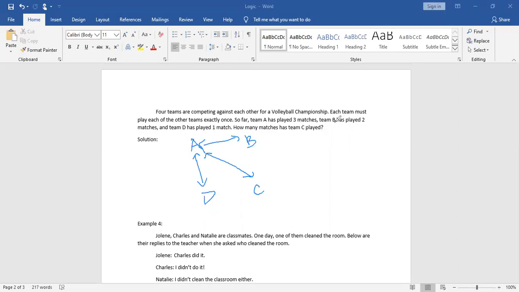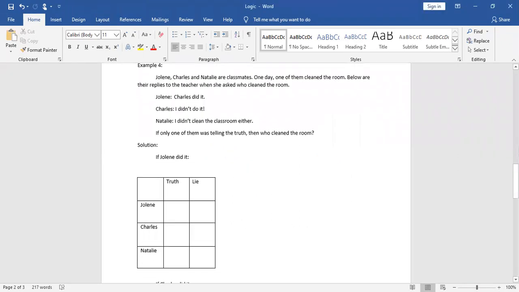And then we can see that B has played 2 matches. So if B already played A and B can't play D, then B has to have played C. And we can see from here, we've used up all the clues, so now we just look at our diagram. And C has played A and B, so C has played 2 matches. And we have one more problem.